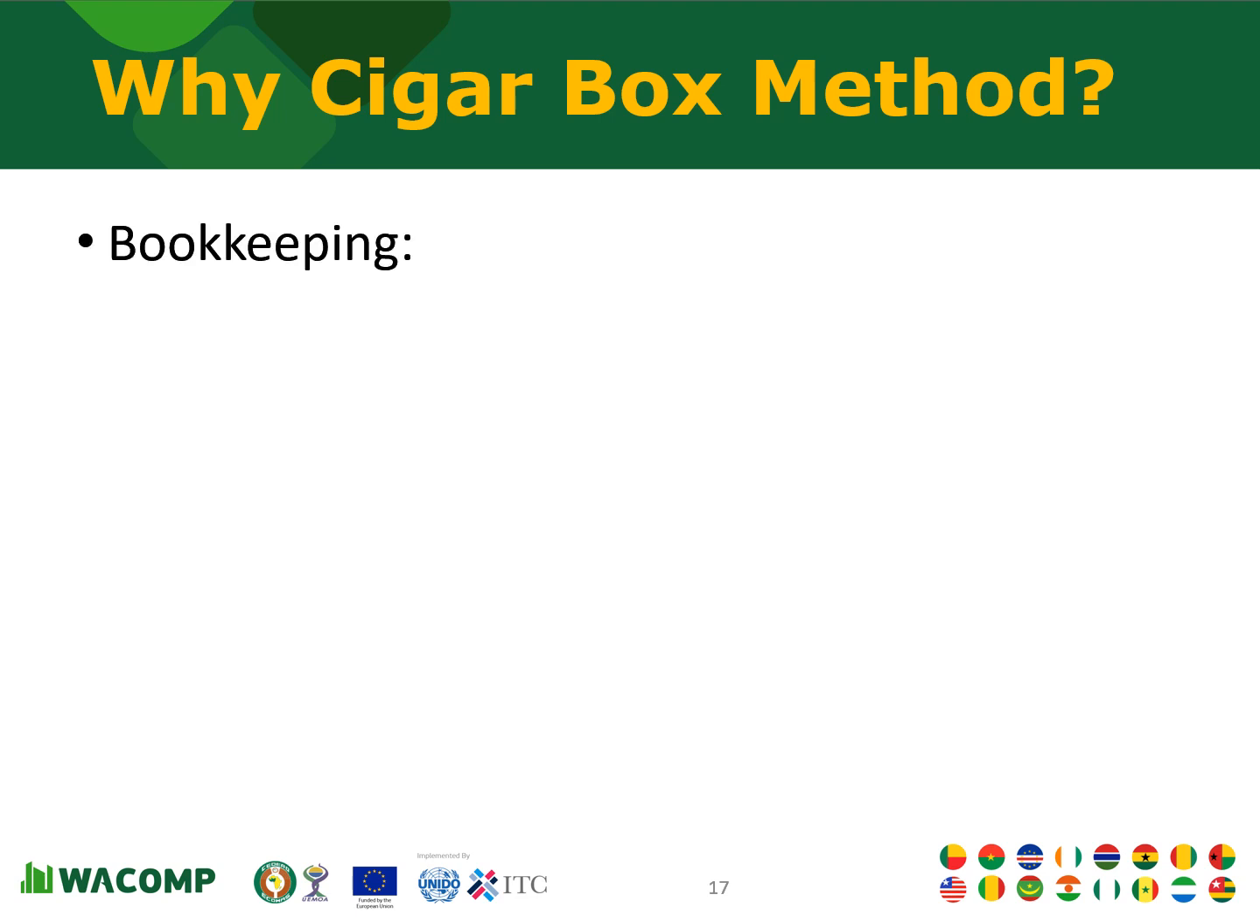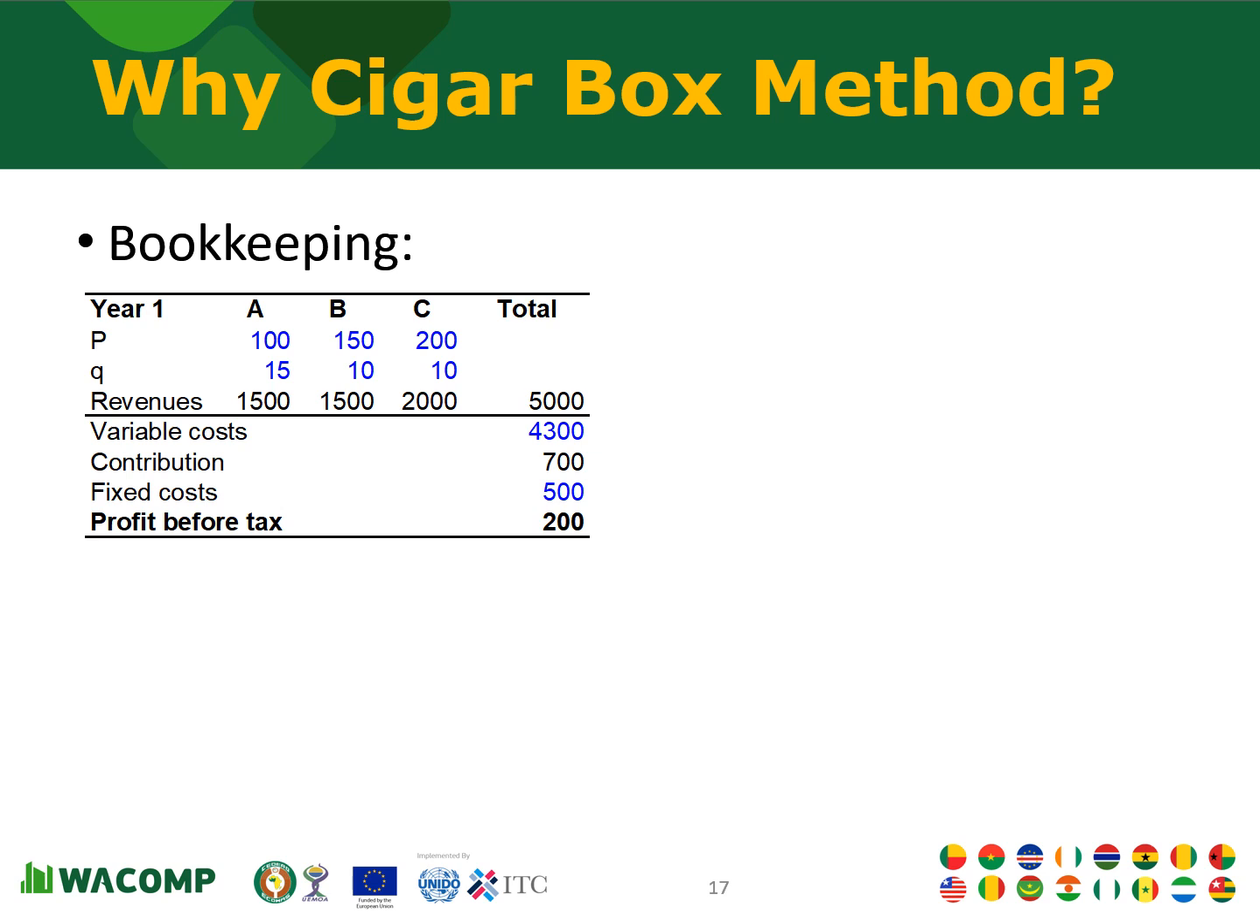For starters, let's first look at bookkeeping. In year 1, the company sells 3 products, A, B and C. The sales price and quantity sold in year 1 are given. They add up to a total revenue of 5,000. The variable costs in that period were 4,300, hence a contribution of 700. Deducting fixed costs of 500 leaves a profit of 200.